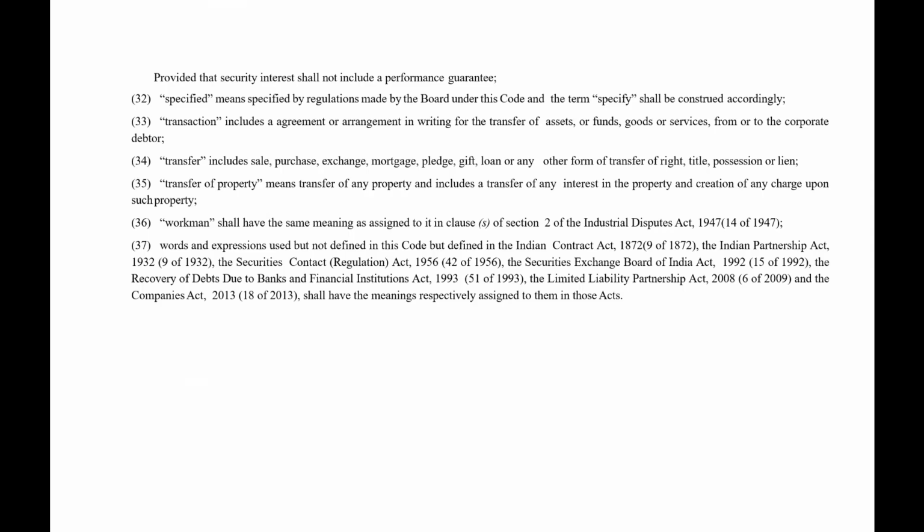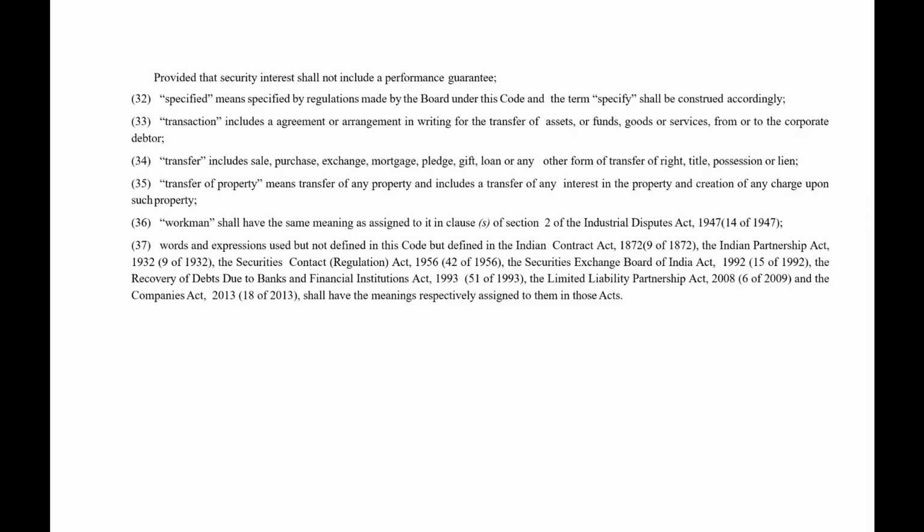In interpretation of statutes, there are two terms. One is means, the other is includes. So means wherever used, it normally says that it is an exhaustive definition. And wherever the word includes is used, it means something more could be there than what is written. So transaction includes an agreement or arrangement in writing. That means transaction could also include an agreement or arrangement orally made, right? In writing for the transfer of funds or assets or goods or services from or to the corporate debtor.